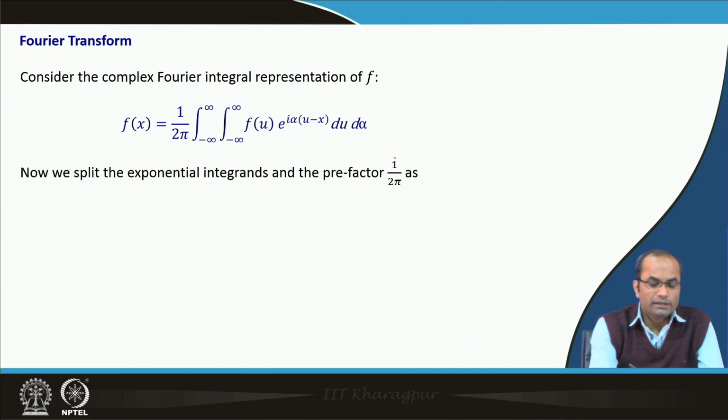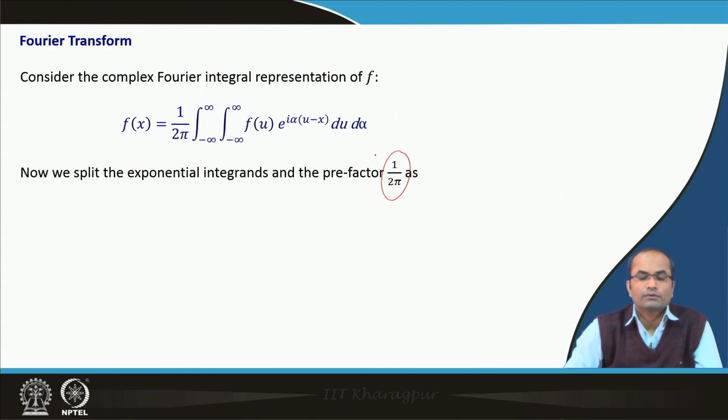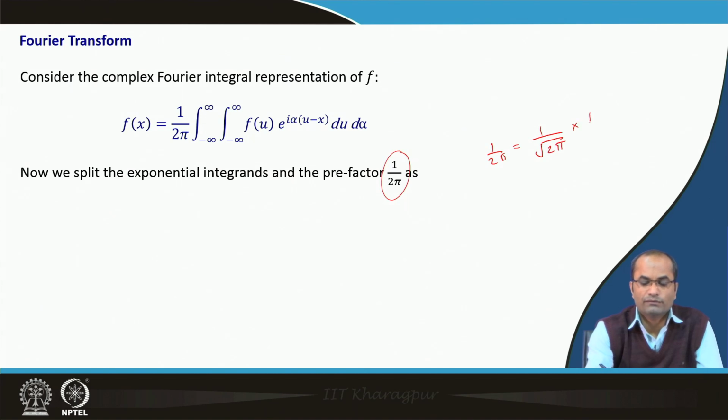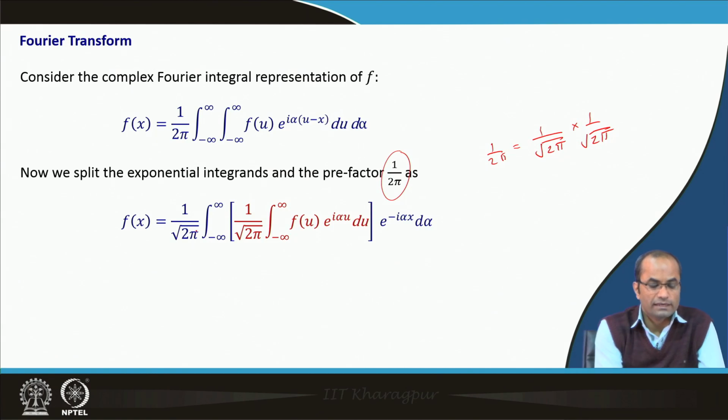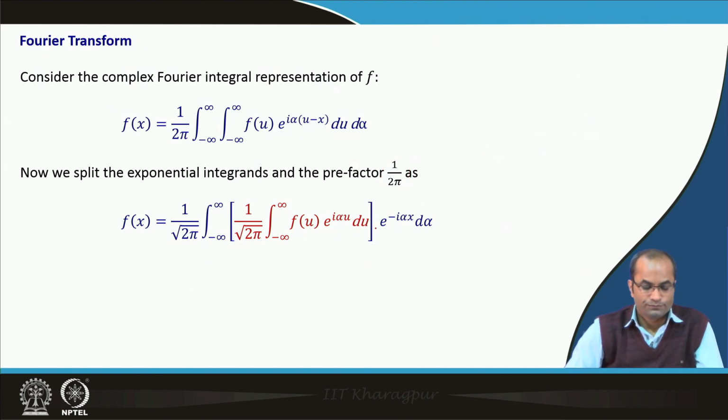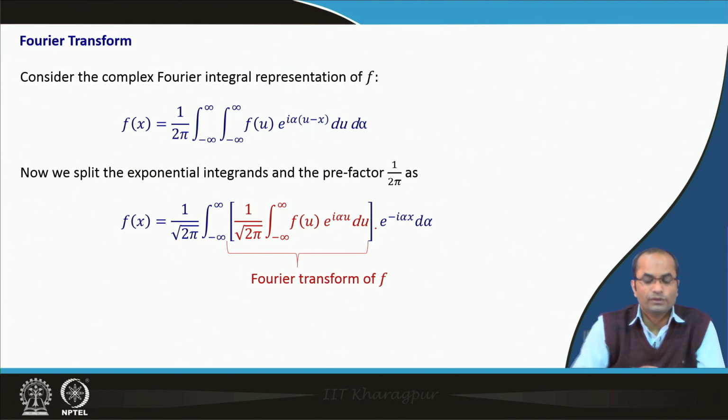Here we need to split this 1 over 2 pi into 2. So, 1 over 2 pi we will write as 1 over square root 2 pi multiplied by 1 over square root 2 pi, and then we keep one with the inner integral and one with the outer integral as follows. So, 1 over square root 2 pi with the outer one, which is over e power minus I alpha x, and then e power I alpha u is the inner one with f u and then du. So, now we can introduce this Fourier transform.